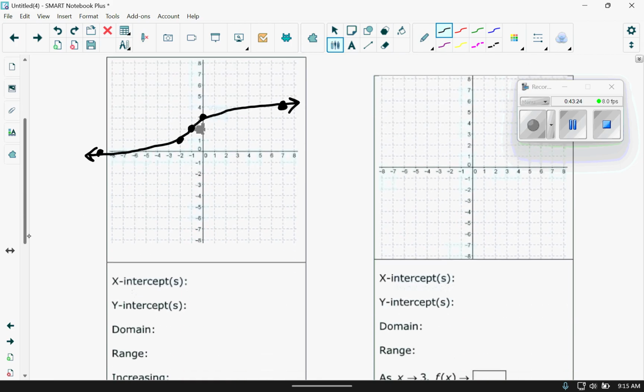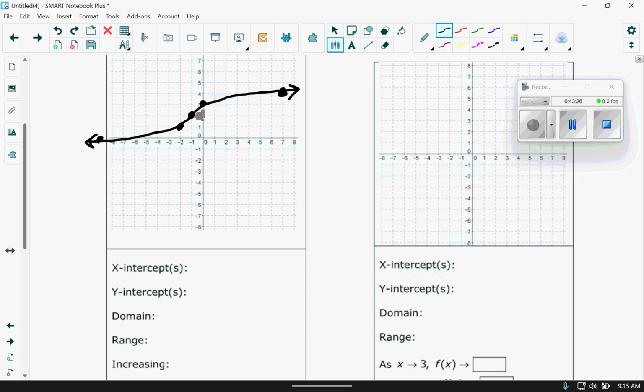And then key features, the x-intercept. The x-intercept was at -9, 0. The y-intercept was at 0, 3. The domain for this graph goes left forever and right forever, so it's going to be -infinity to infinity. The graph also goes down forever and up forever, so the range is also -infinity to infinity.